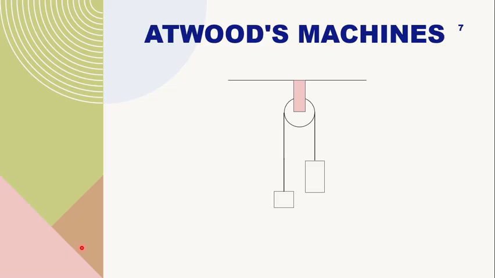Alright, so here's one last example of a system that is super important for this unit. This is called an Atwood's machine. It's basically just a pulley system. A string passes through the pulley with two weights or blocks on either end.